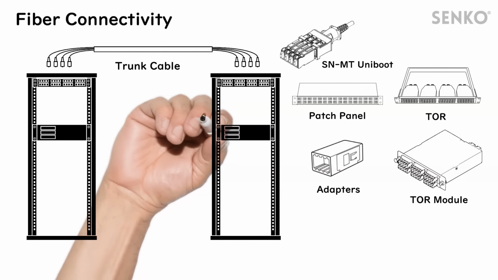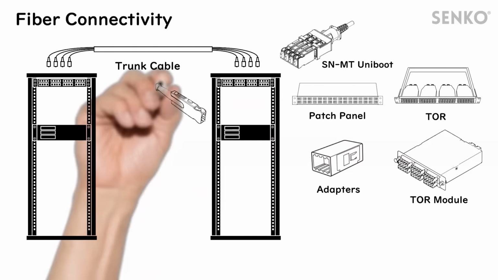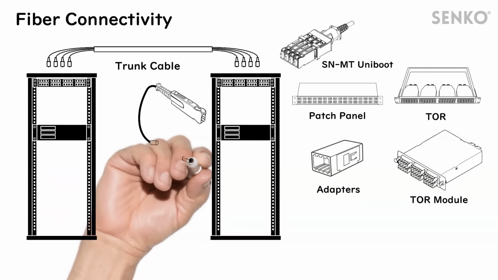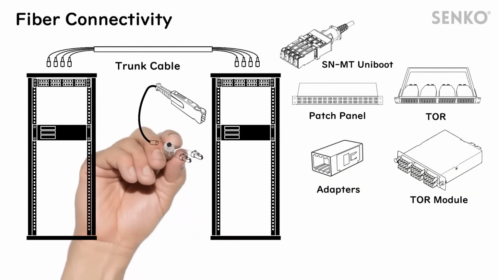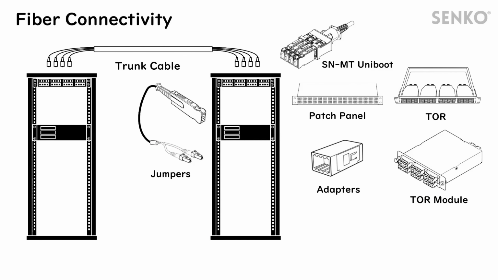Patch panels are shelves in which adapters or modules are housed, while a top-of-rack module is the component that houses the adapters or fan-out modules.